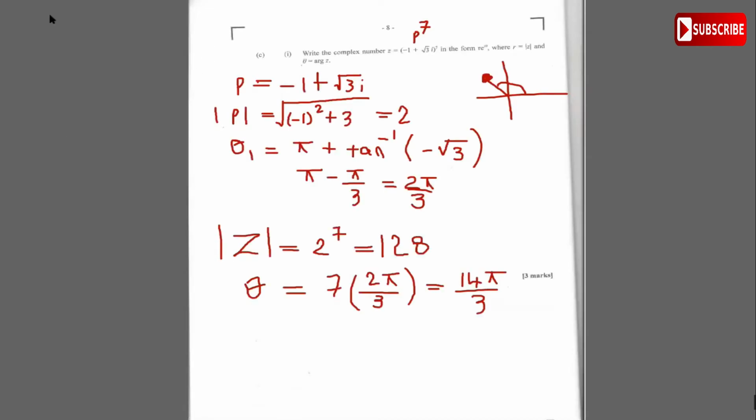So moving right along. It says now, hence prove that this is equal to this. Oh, I didn't even finish this part. We needed to say that the complex number z can be written in the form r e to the i theta. So it's 128 e to the 14 pi by 3 i. Because I saw the hence, it made me realize that we didn't finish it. So now we can continue.